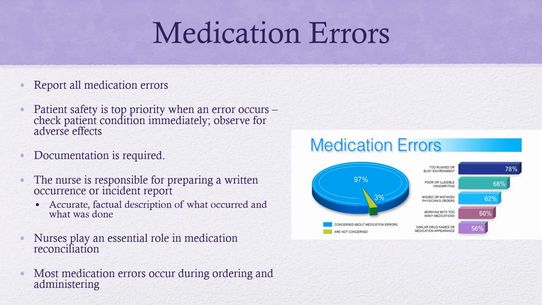So you can see on that pie chart, 78% of the time errors happen, it's because the nurse is rushed, right? That seems terrible. We rush around, and then we make errors. 68% is just poor handwriting. So making sure we clarify that before we give. So many different reasons due to reporting.